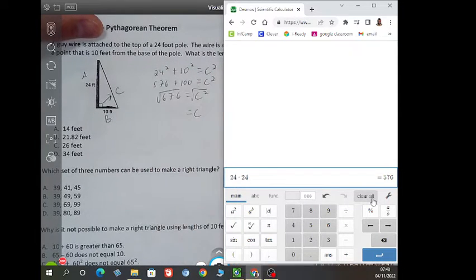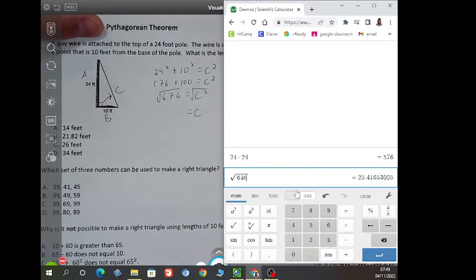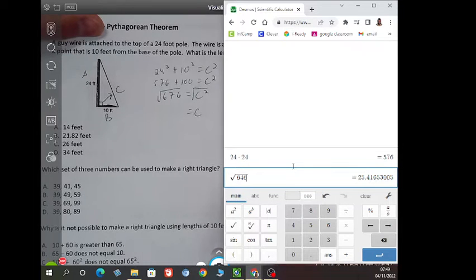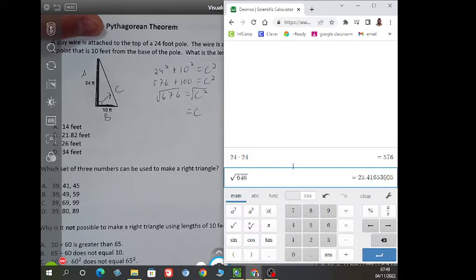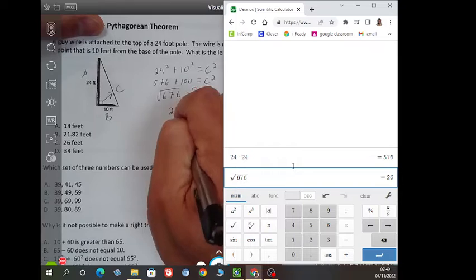I just need to find the square root of 676, and that gives me 25.4. Let me just double check. So this was number 7. I guess the closest thing here... Oh, I put 646. Okay, so 676. There it is, 26. So that's option C.